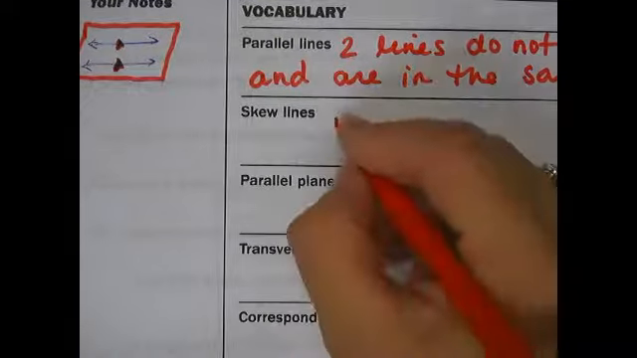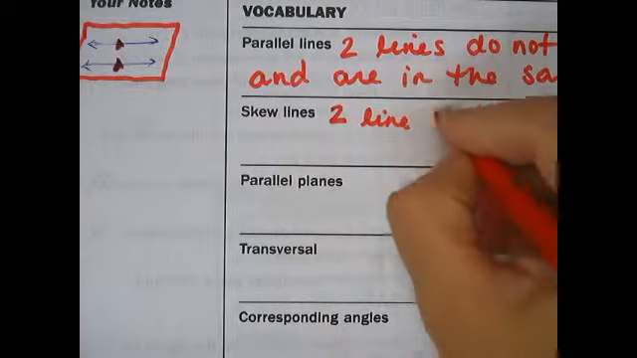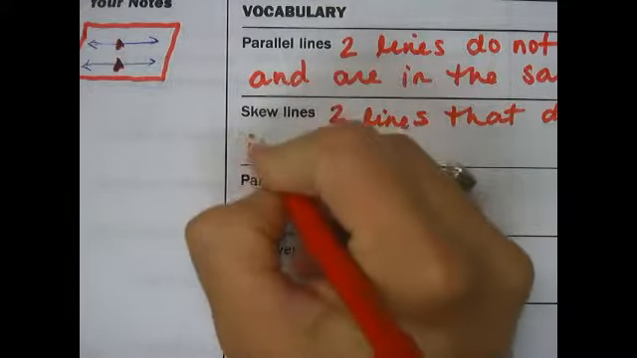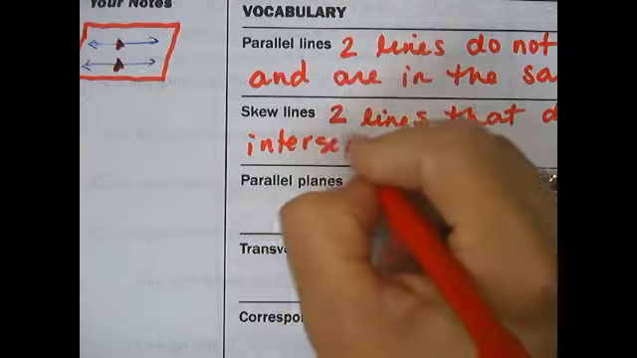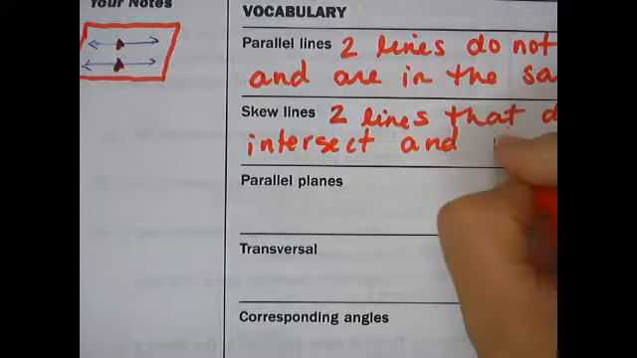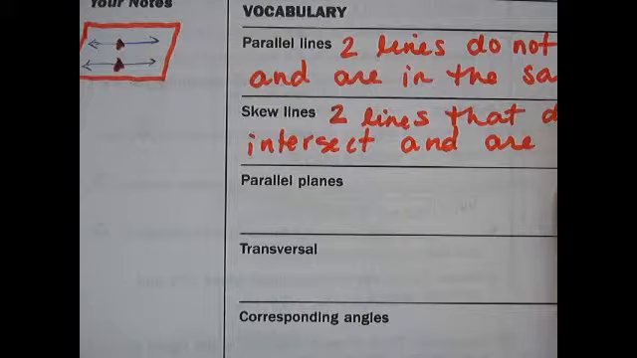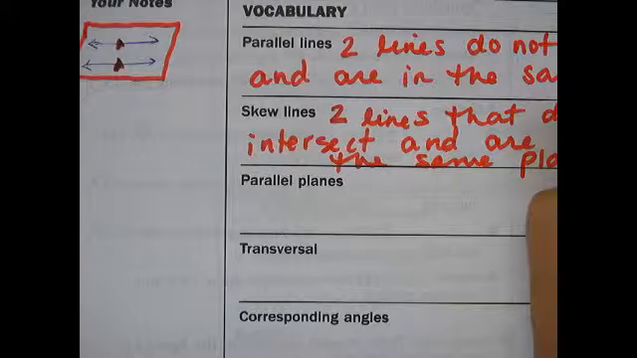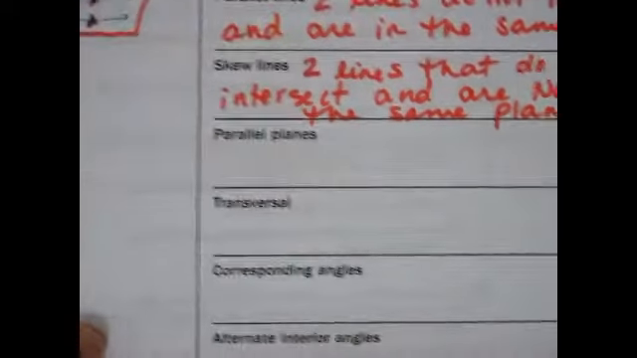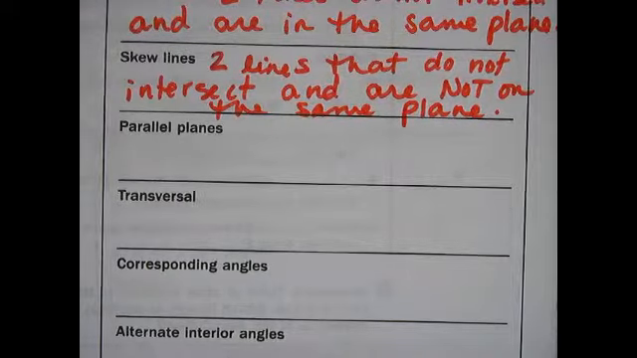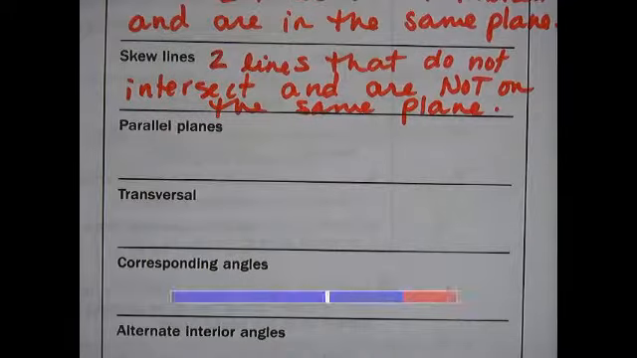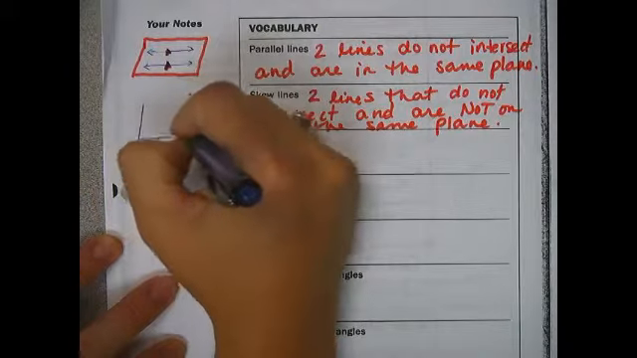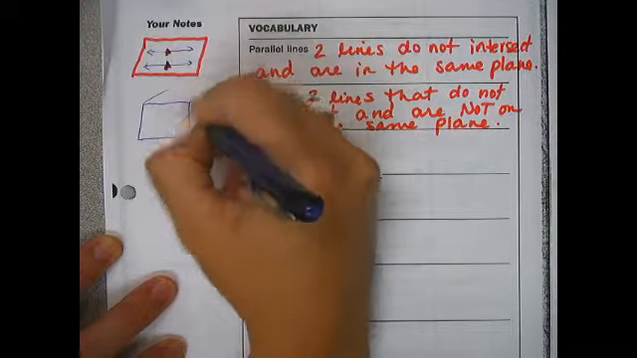Okay, skew lines are two lines that do not intersect and are not on the same plane. So when they're not on the same plane, you want to think three-dimensional. And I know this is difficult to imagine because we're using a piece of paper, which is 2 dimensions, to represent a 3-dimensional picture.